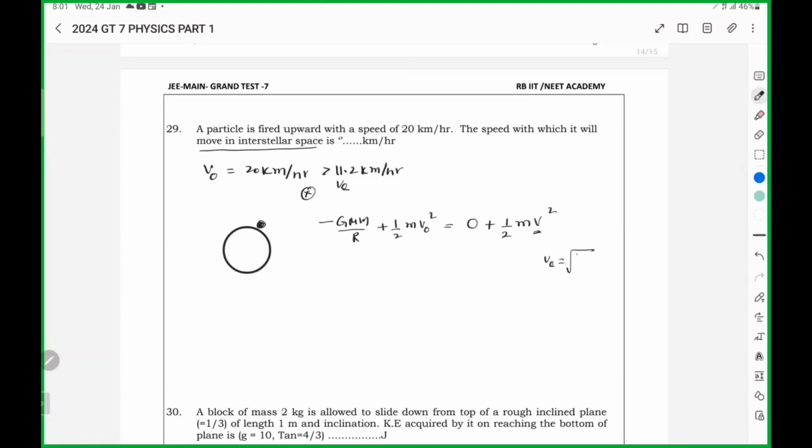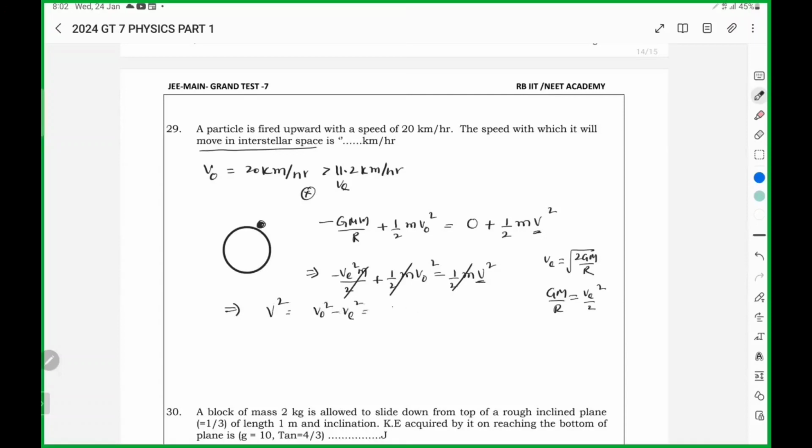Escape velocity formula, we know it. So GM by R will be V square by 2 minus V square by 2R, so plus half m v naught square. So this is the velocity which it has in interstellar space. V naught square minus V square.